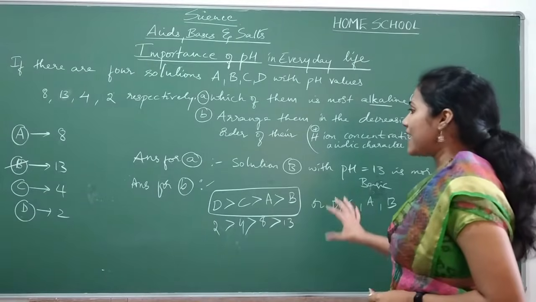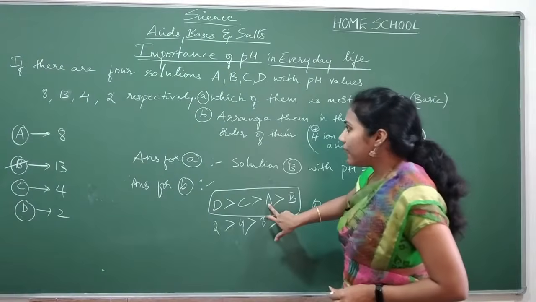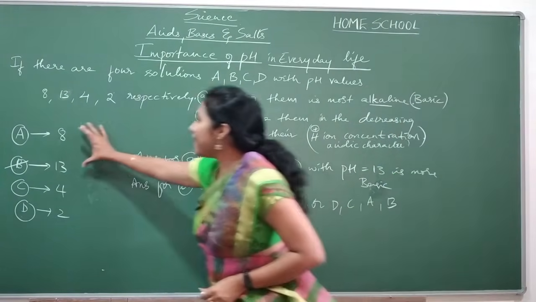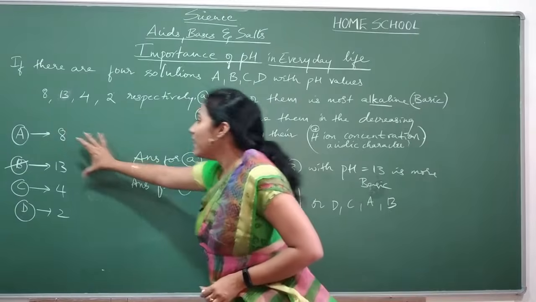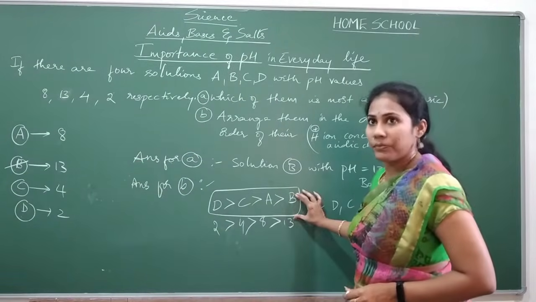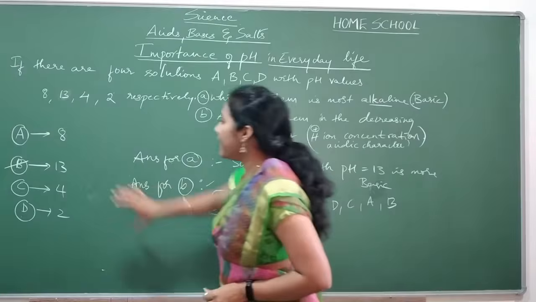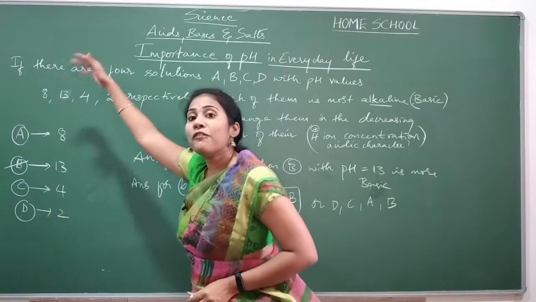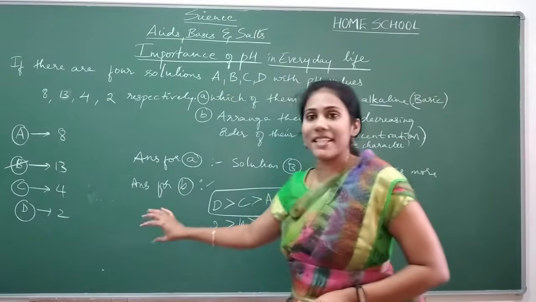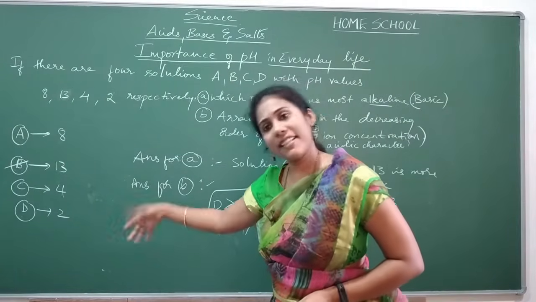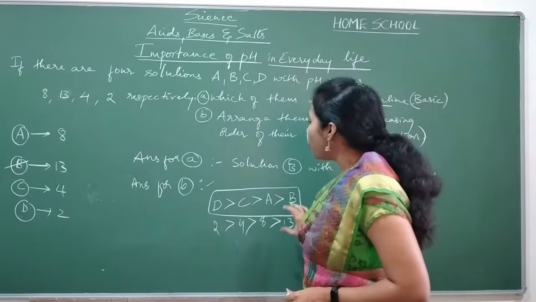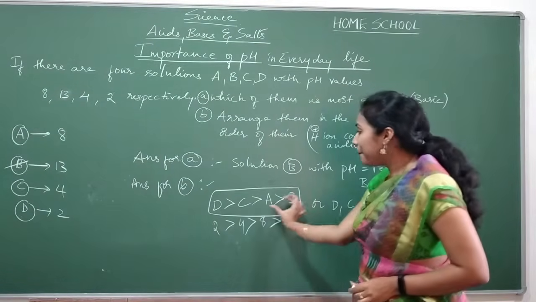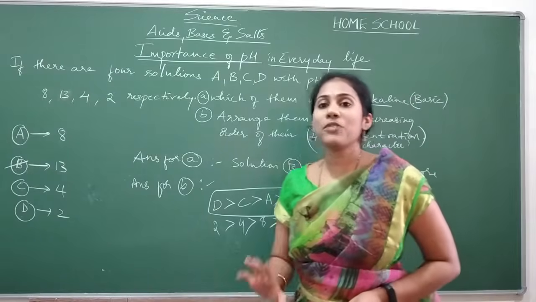Okay, and you can ask me a question, ma'am, see solution A and solution B, they are actually basic, yes or no? They are not acidic. So why have we included them? We have to include them. They have told us to arrange all the 4 solutions from highly acidic to weakly acidic or no acidic. No acidic in the sense basic. Okay. So since they are basic, if you don't include them in your arrangement, you will be losing your mark.